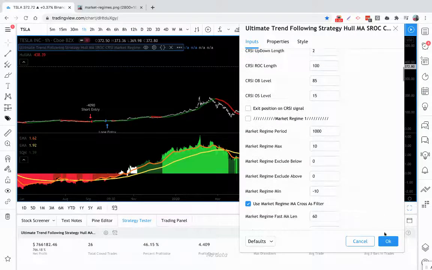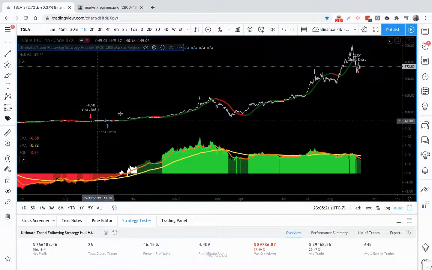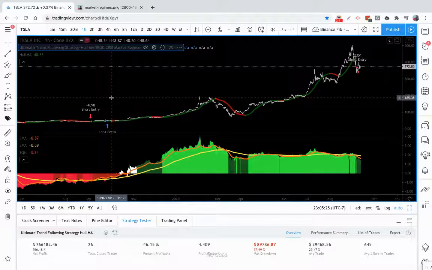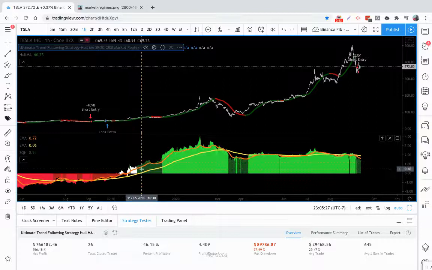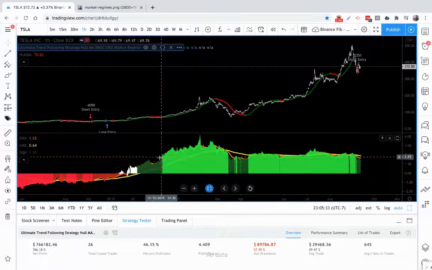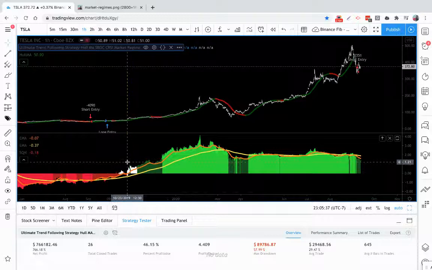So let's say, for example, we have a Hull MA setting of 350. We're on an hour chart of Tesla. We have our market regime. We had it set back to a longer term period. We have it with 1,000 set back, so it's looking back 1,000 bars. So it's giving us a better analysis of a longer term trend. Is something really trending up or is it trending down, and what's happening right now?